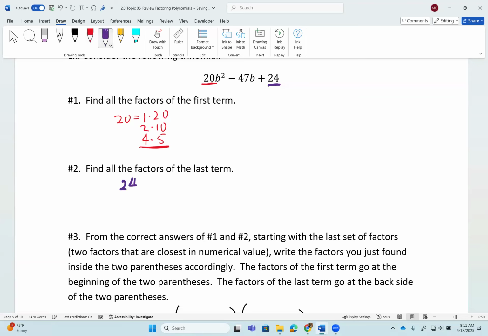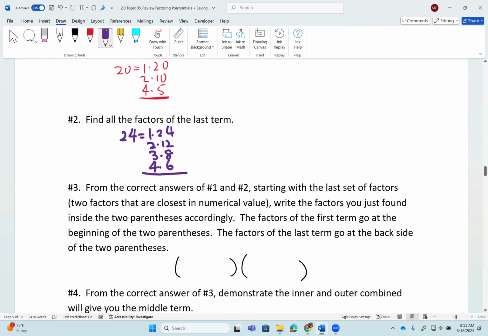24. Start with 1: 1 times 24. 2 goes into 24 12 times. 3 goes into 24 8 times. After 3, we try 4, which goes into 24 6 times. 5 cannot go into 24. Then the next one is 6, which I already have. So that should be the end of it.